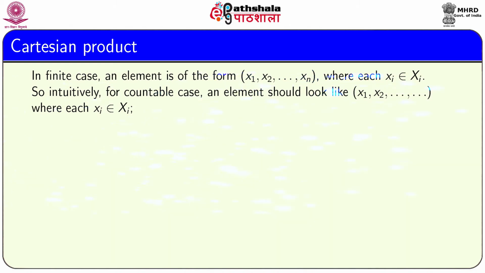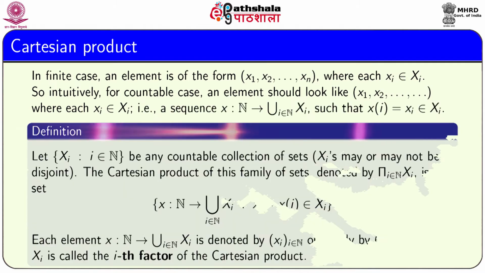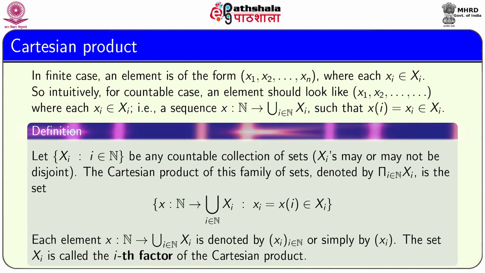In the finite case, an element is of the form (x1, x2, ..., xn), an n-tuple where xi varies over capital Xi. So, intuitively, for the countable case, an element should look like x1, x2, etc., a sequence where each xi is taken from capital Xi. As we know, a sequence is a function from the natural numbers to the union of the capital Xi, we may rewrite this element x1, x2, etc., as a sequence x from N to the union of Xi, i varying over N, such that xi is equal to x suffix i, which is a member of capital Xi.